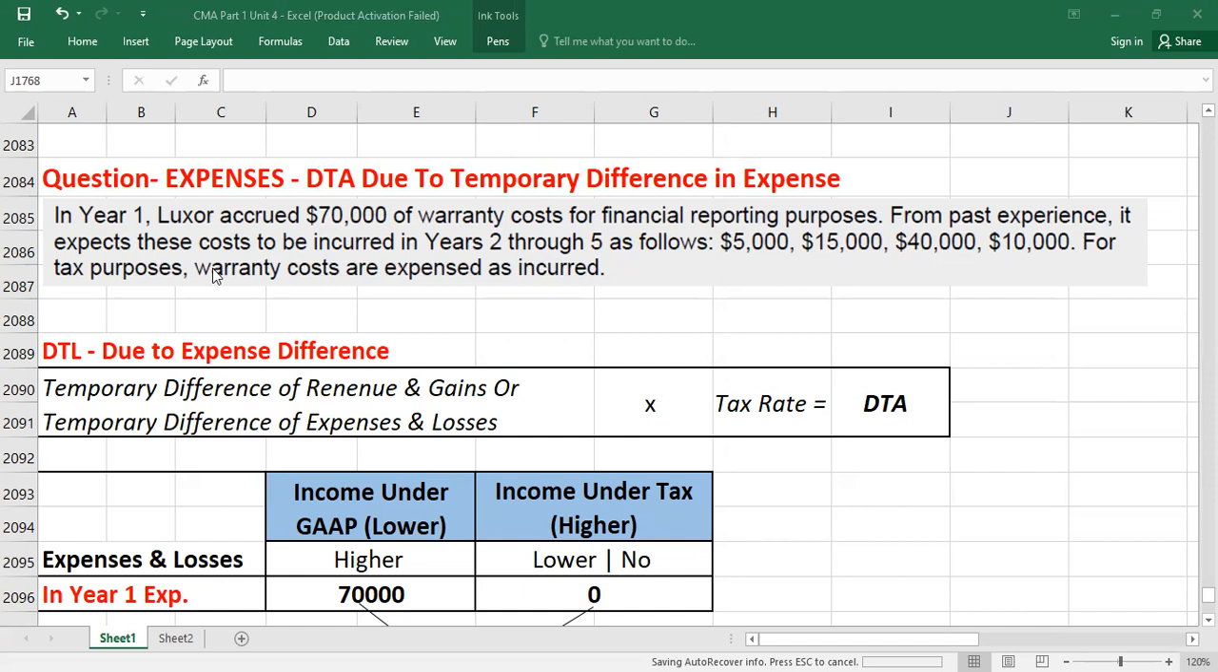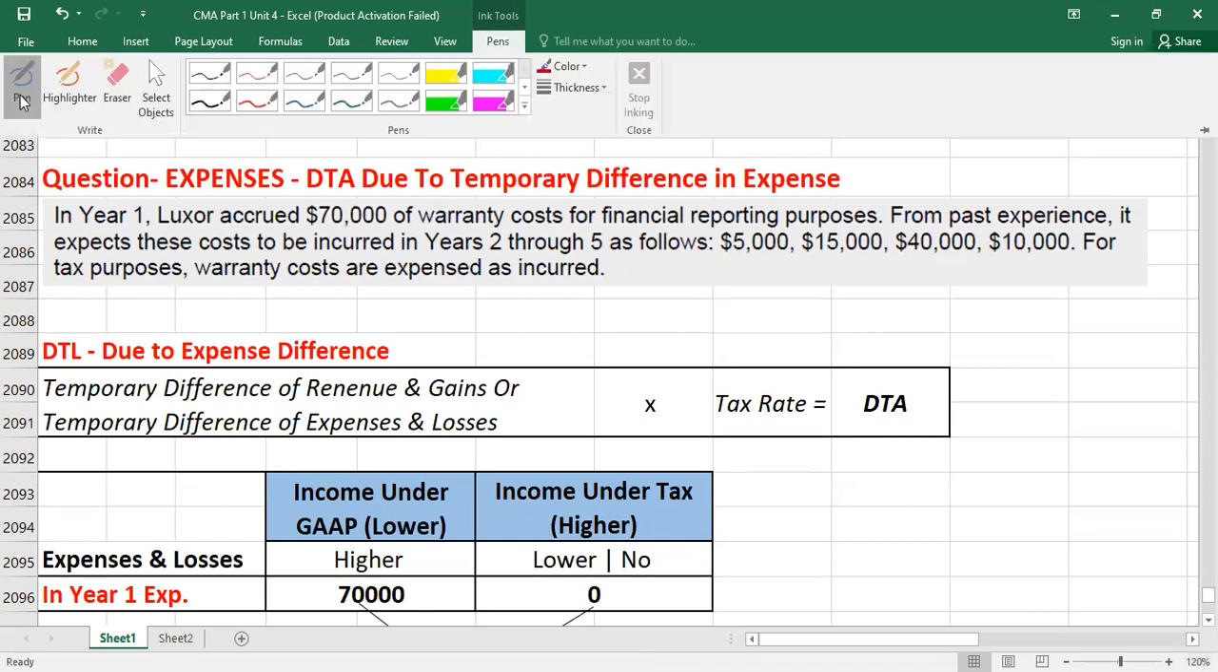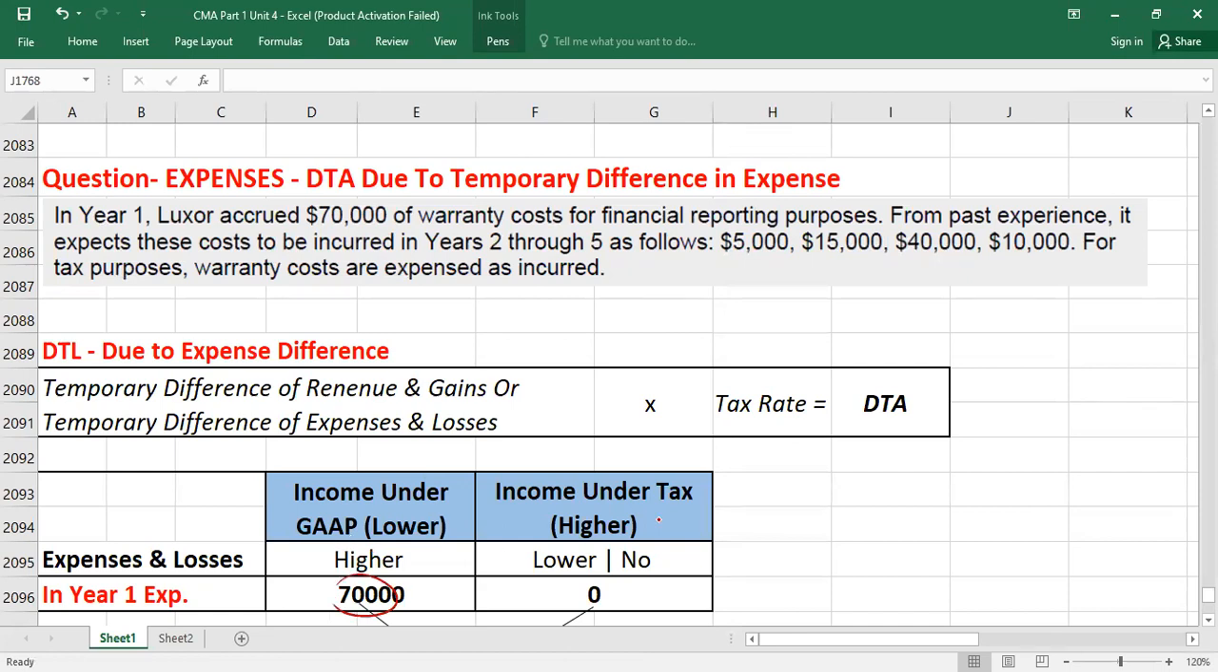In year one, what happened here, guys? In year one, Luxor accrued how much? 70,000 of warranty cost for financial reporting purpose. It means you have recorded expense in accounting how much? 70,000 under GAAP. This is what is written: accrued. Accrued means accrual basis, not yet paid. This is expense. Then they're saying that from past experience, it expects the cost to be incurred in year 2 through 5, not in the current year, as follows.